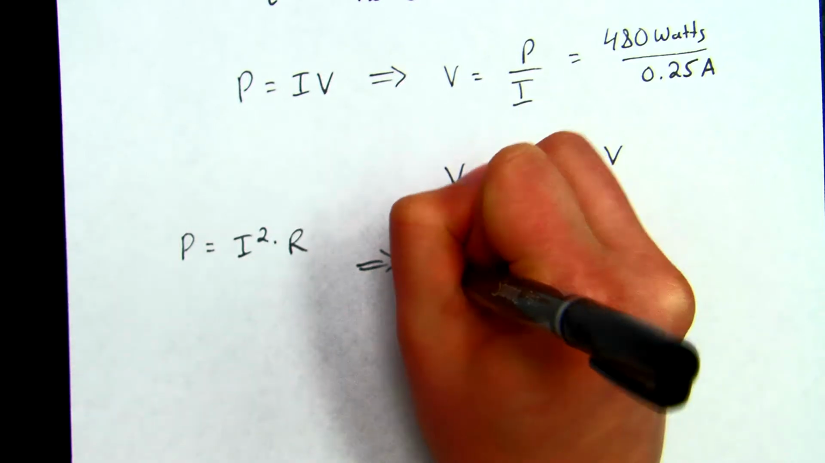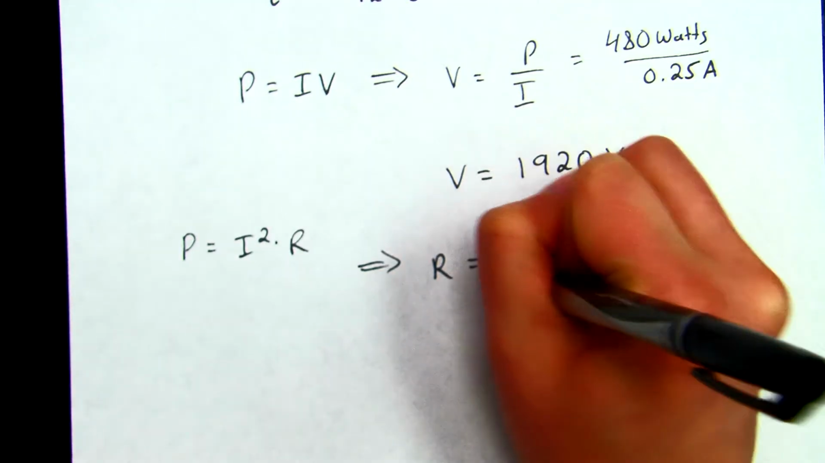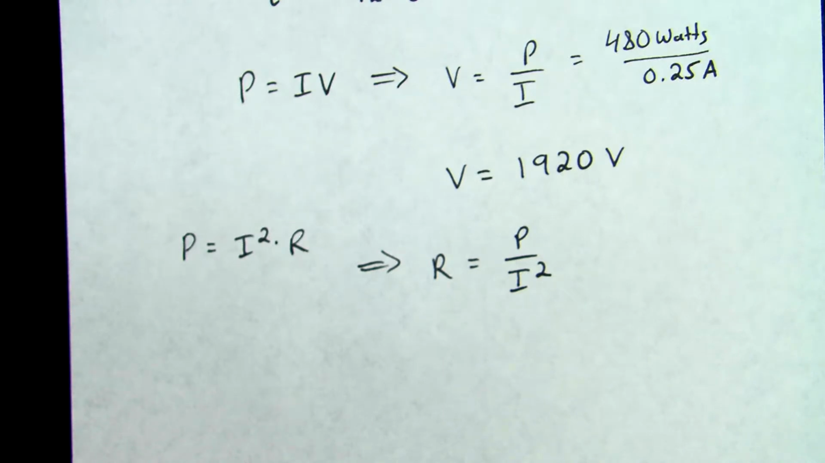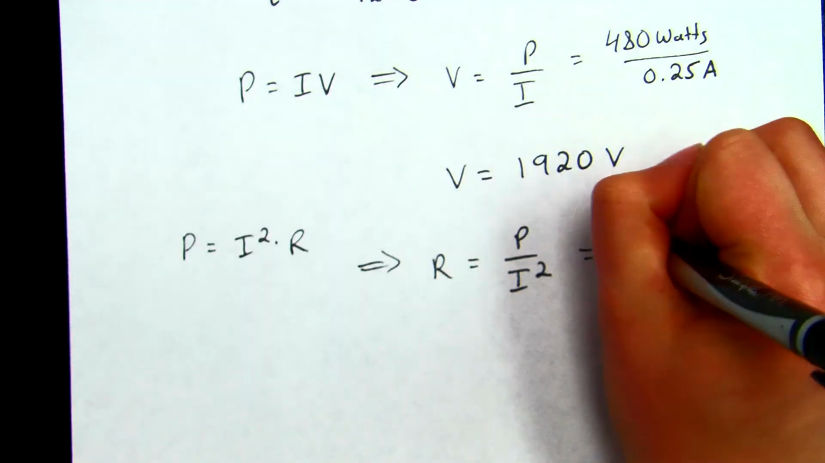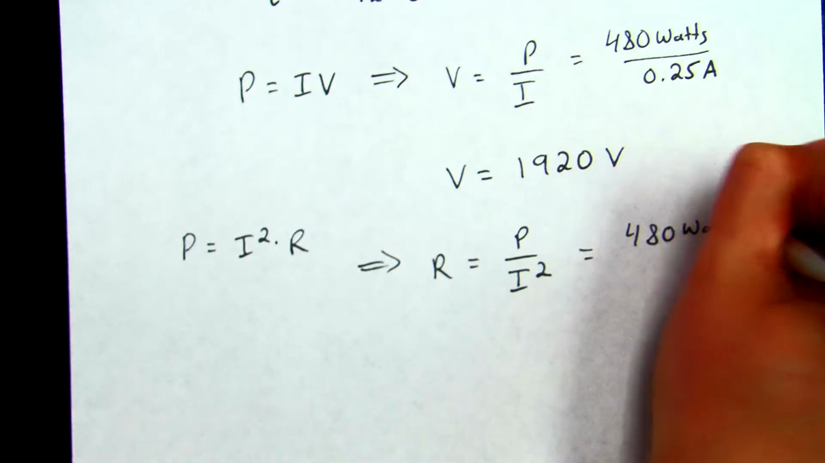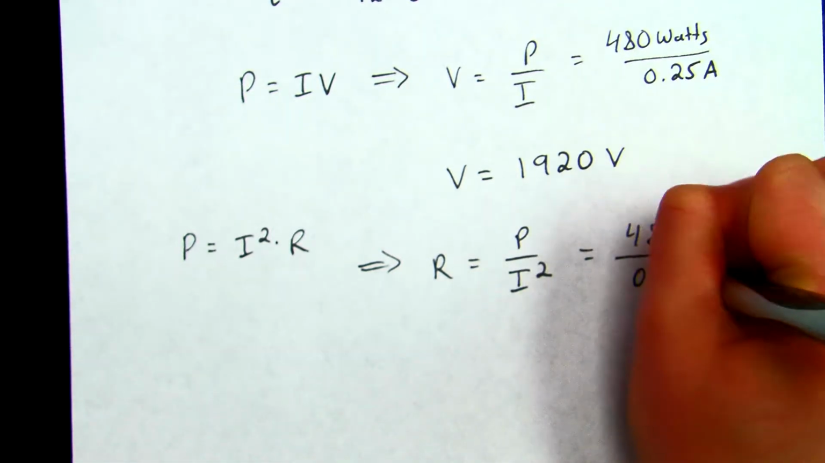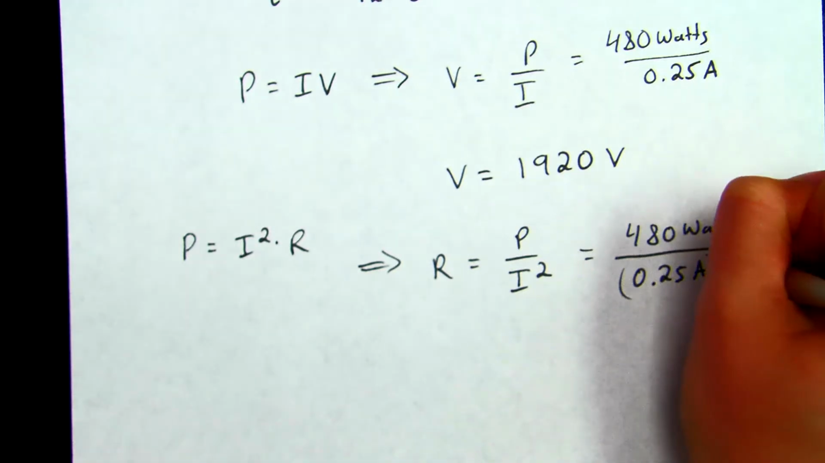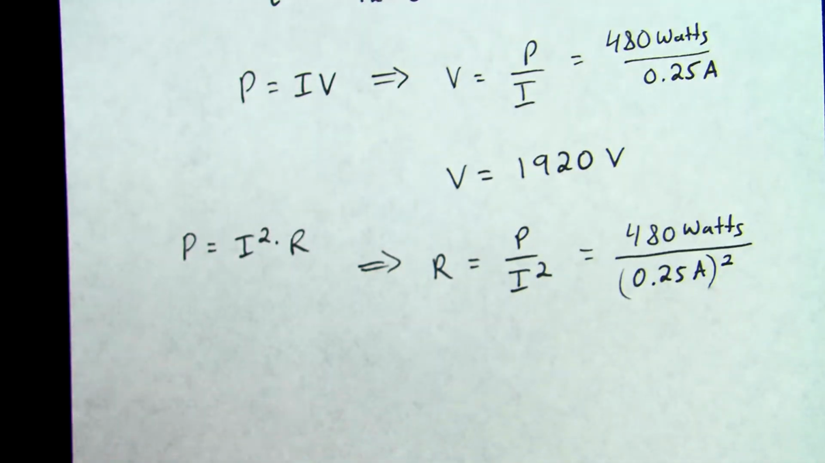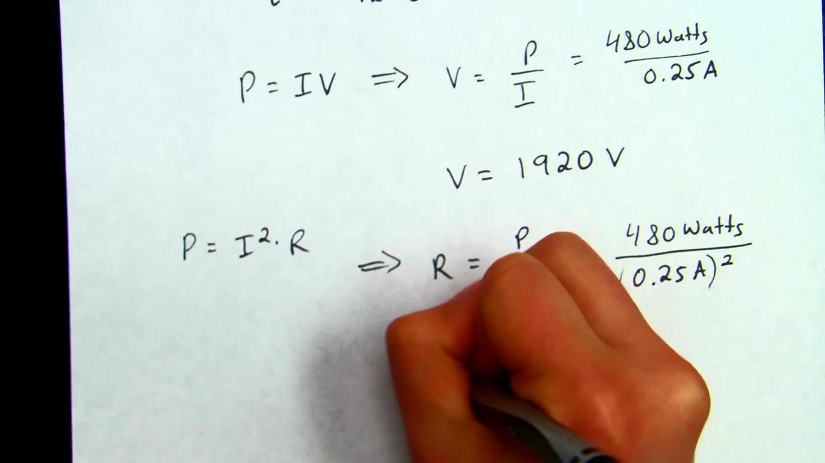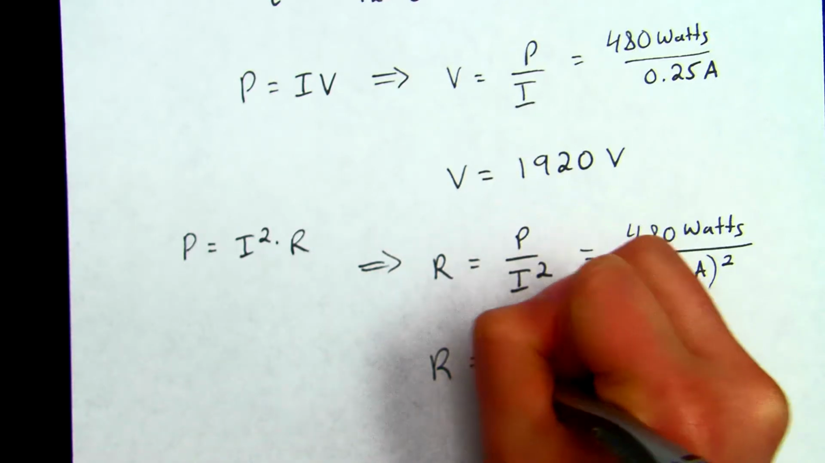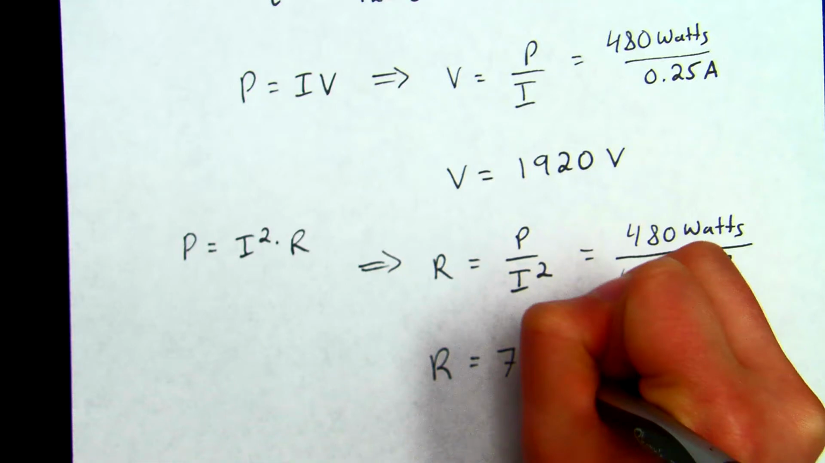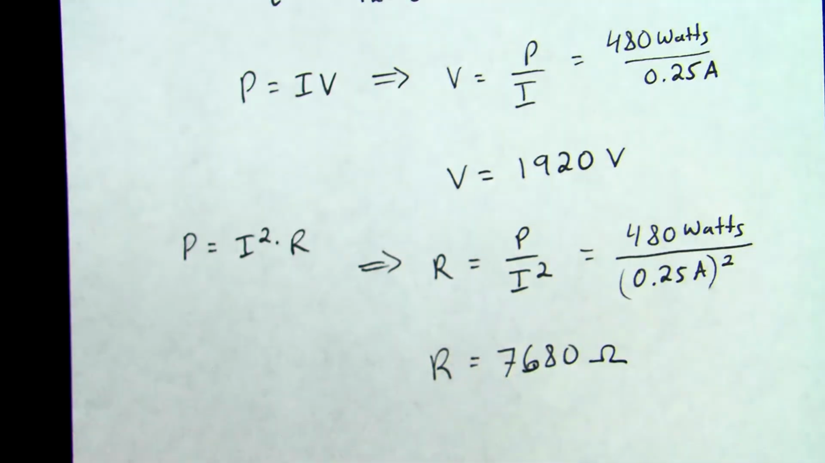Once again, we'll rearrange to get R is equal to P over I squared. And so we know that our power was 480 watts, and our current was 0.25 amps, but we have to square that. So we're going to take 480 over 0.25 squared. And we're going to find that the resistance in this toaster is 7,680 ohms. Okay, and so that's a quick example of electrical power.